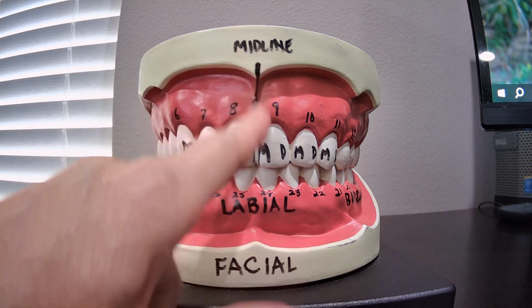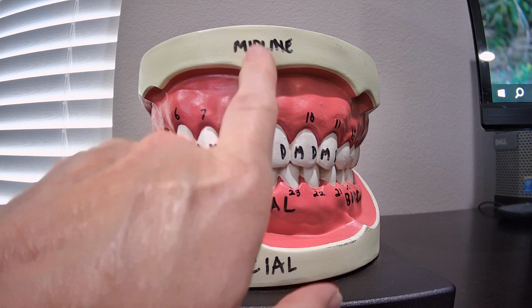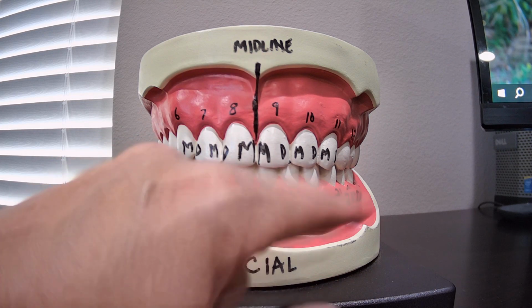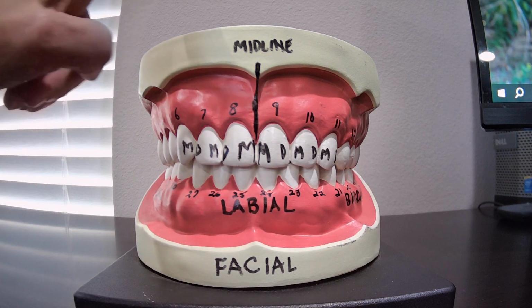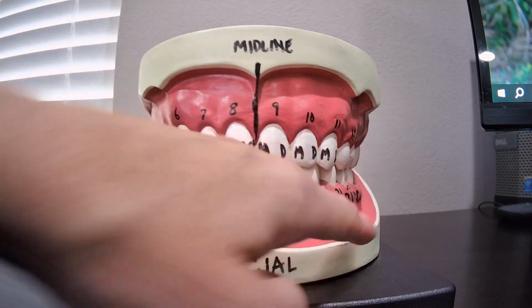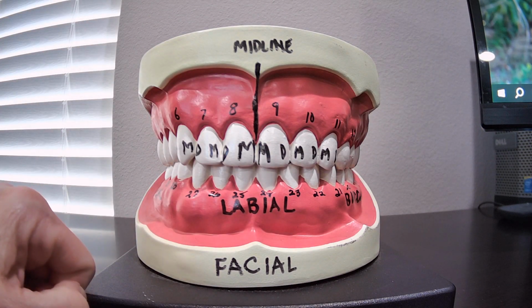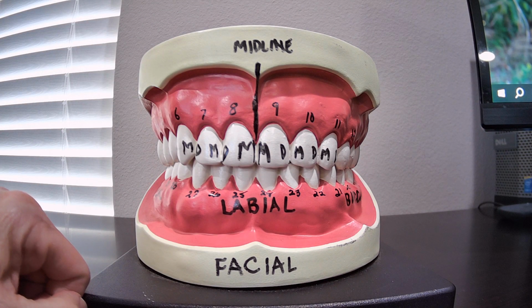Knowing where the midline is is very important. If you draw a line all the way down the middle and then all the way across, that's what helps to differentiate the four different quadrants you have in the oral cavity as well.